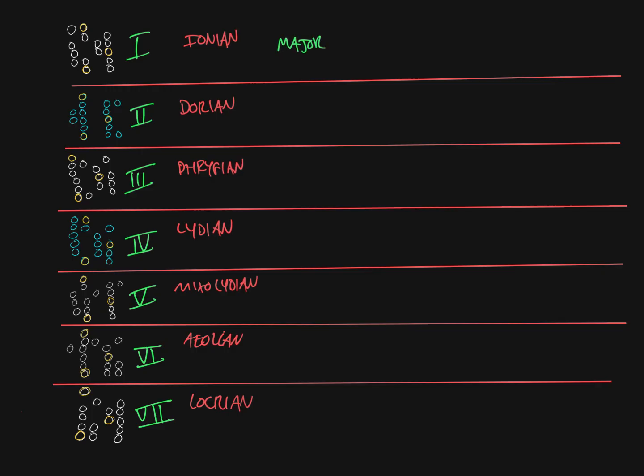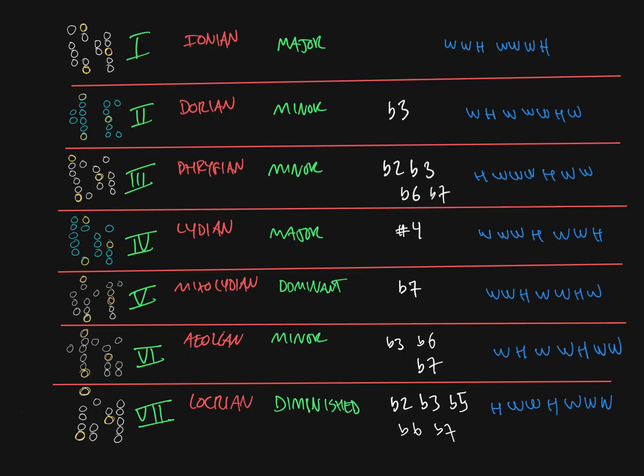Ionian is major. Dorian is minor. Phrygian is minor. Lydian is major. Mixolydian is dominant. Aeolian is minor. Locrian is diminished. So for example, Dorian contains a flat 3. Phrygian contains a flat 2, flat 3, flat 6, flat 7. Lydian has a sharp 4.